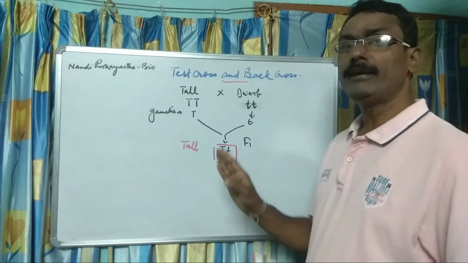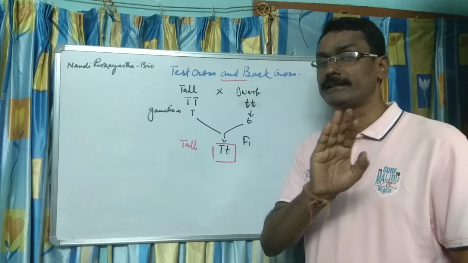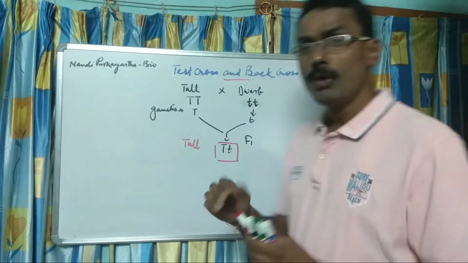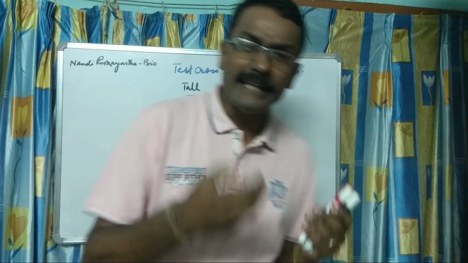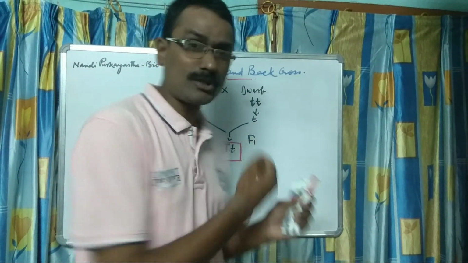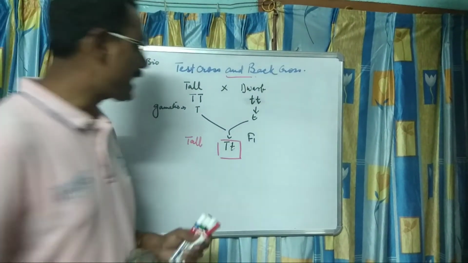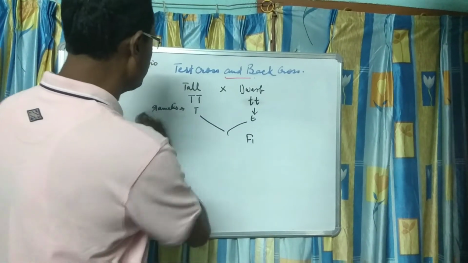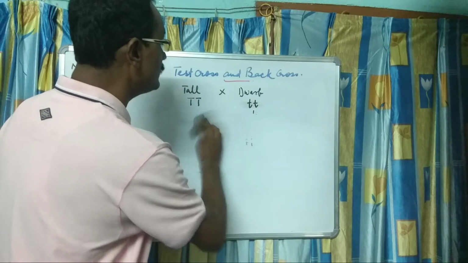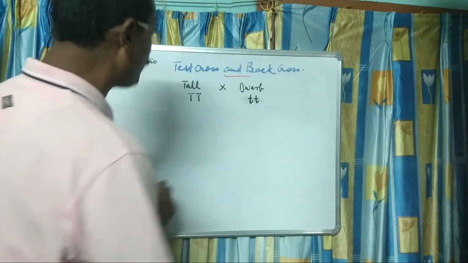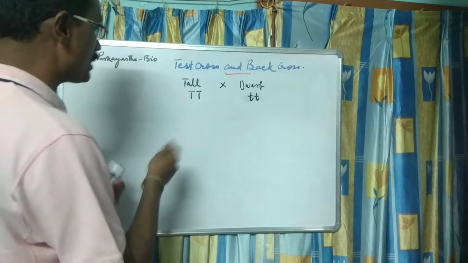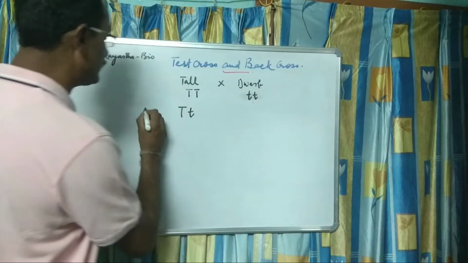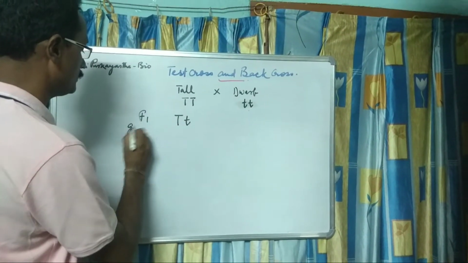Now, we'll be going for the two most important things related to the test cross and the back cross. I will be keeping this one. So this is the F1 generation. What did we find in the F1 generation? The F1 generation was capital T, small t, that we have found out.